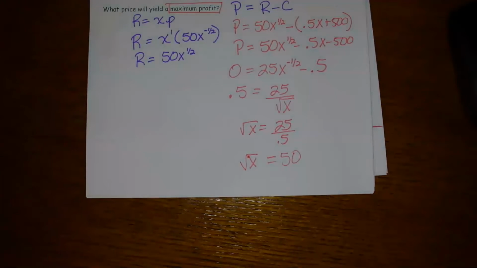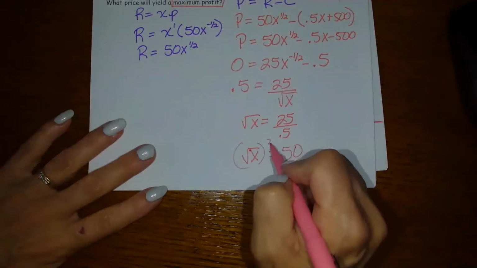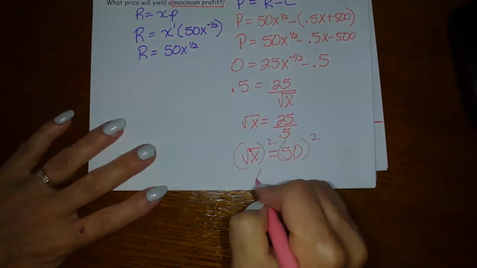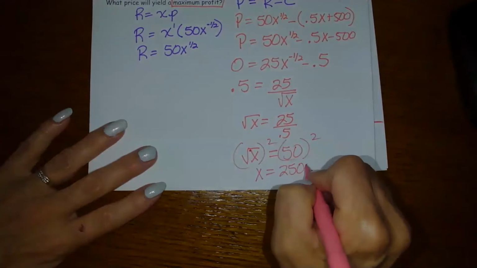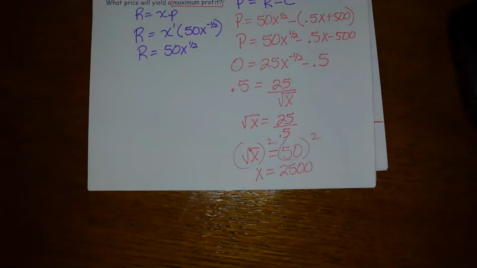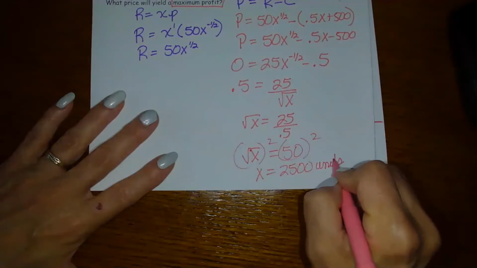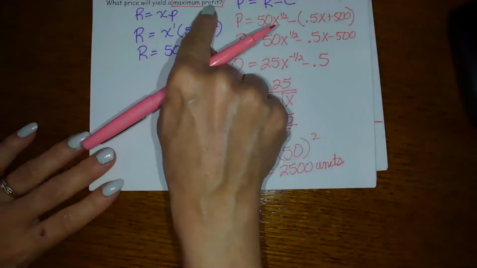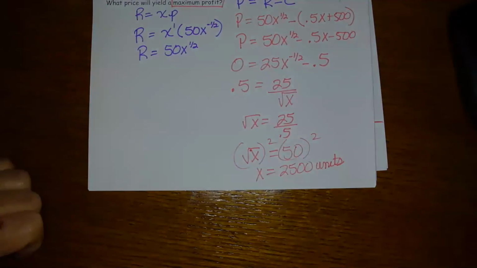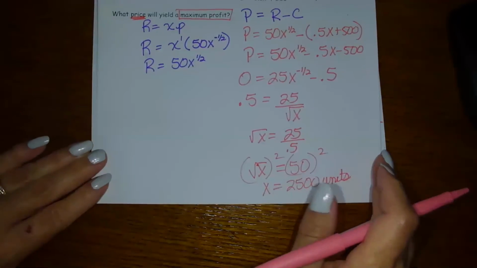Yeah. Okay. Now, how do you undo a square root? And what's 50 squared? There we go. But what does X tell you? That's not the answer to the question. That's how many units. If I produce 2,500 units, I'm going to maximize my profit. That is the truth. But what does the question ask? What price will do that?